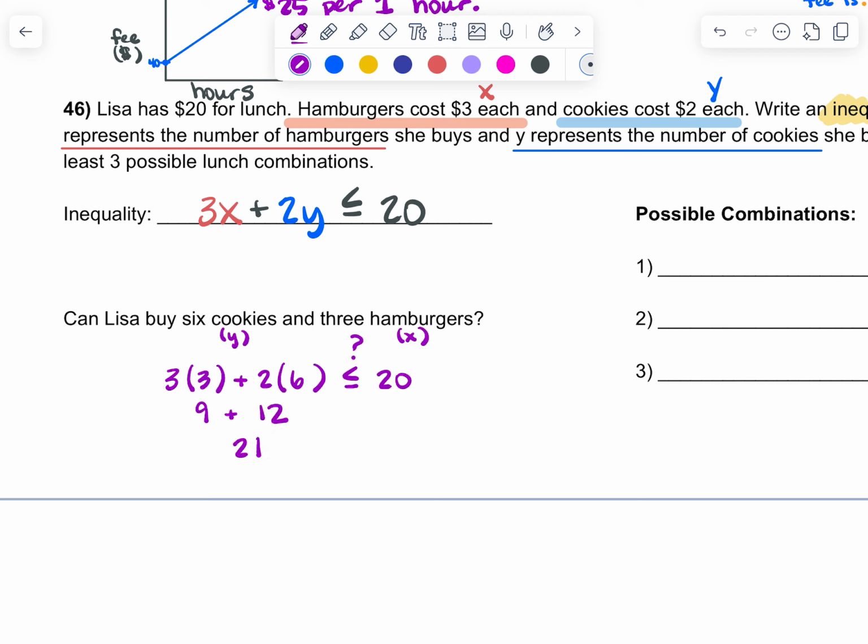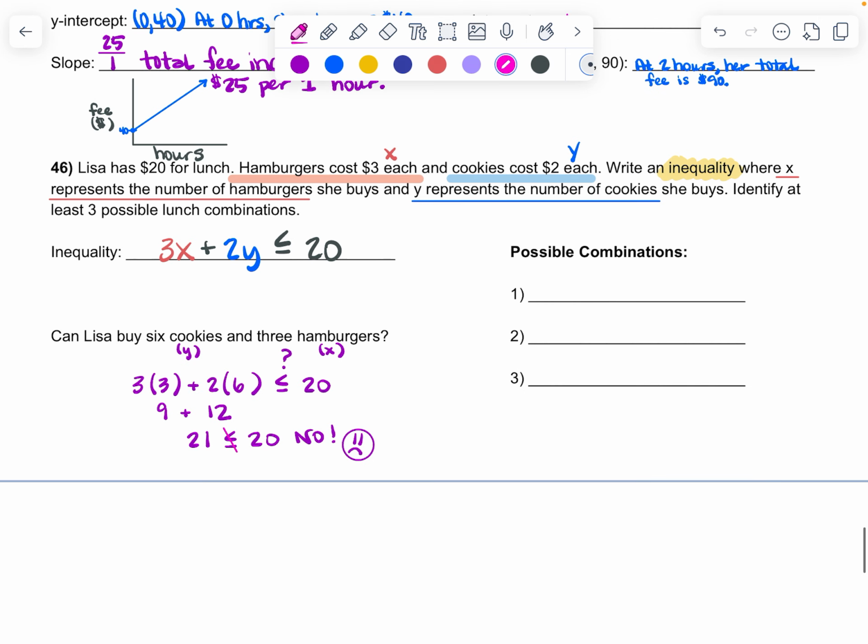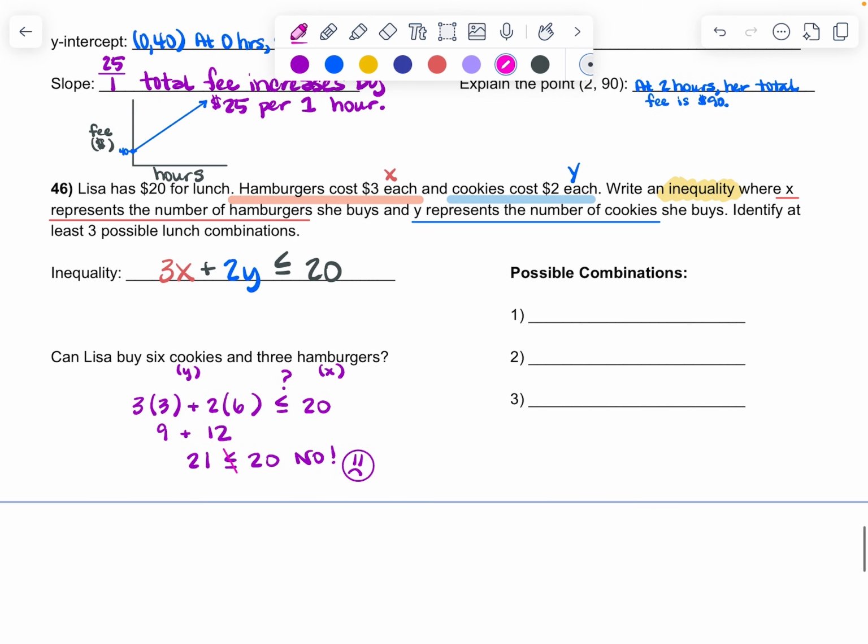Well, let's see. If I do 9 plus 12, that's $21 I would be spending. Is that less than or equal to 20? No, it is not, right? That's too much money. So no, she would not be able to buy 6 cookies and 3 hamburgers because that would exceed the amount of money that she has to spend, right? So we can put a little slash through that. That's false. Okay, so what combinations would work?